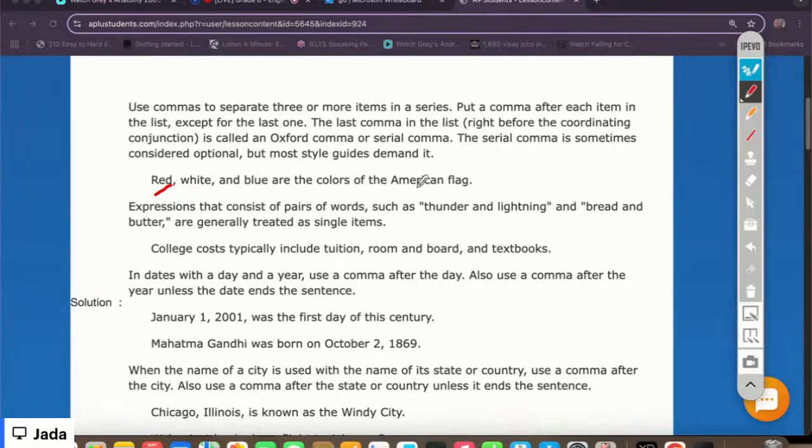So add the colors of the American flag. This is just a typical example of a series. Expressions that consist of pairs of words such as thunder and lightning and bread and butter are generally treated as single items. So these kinds of expressions are treated as a single item. College costs typically include tuition, room and board, and textbooks.